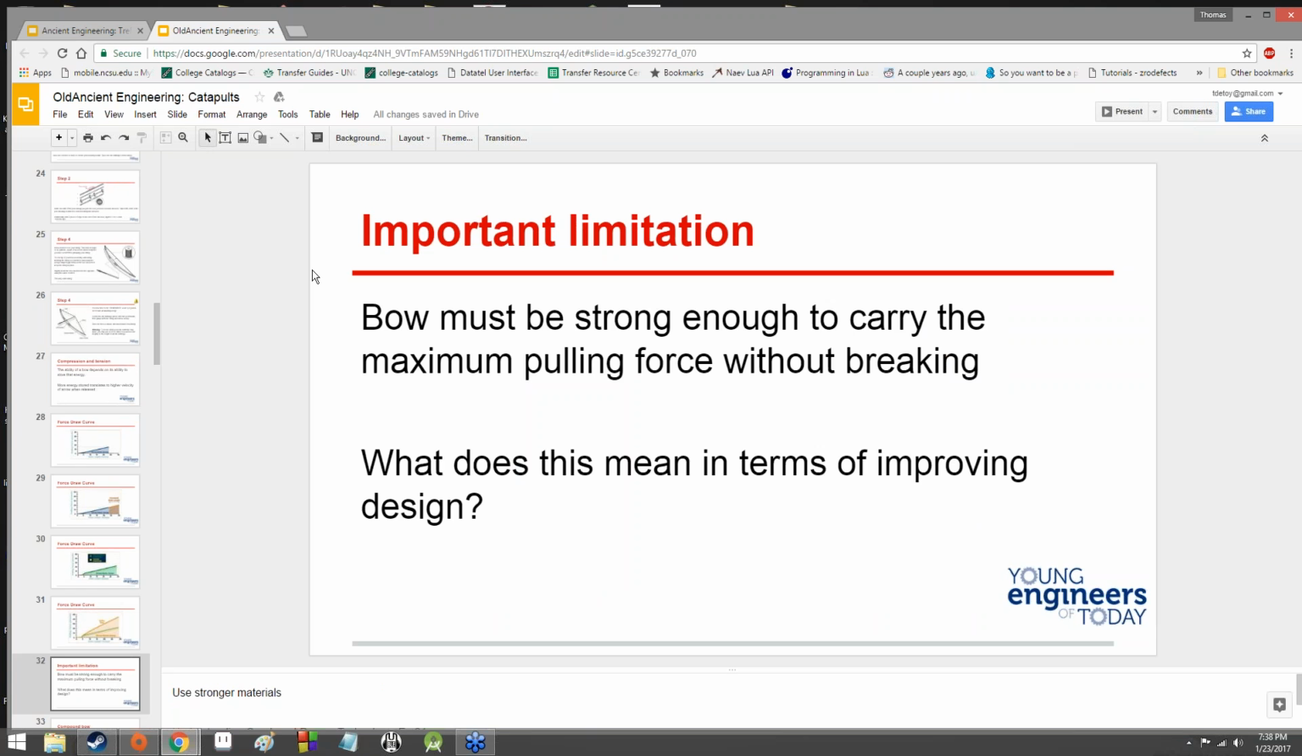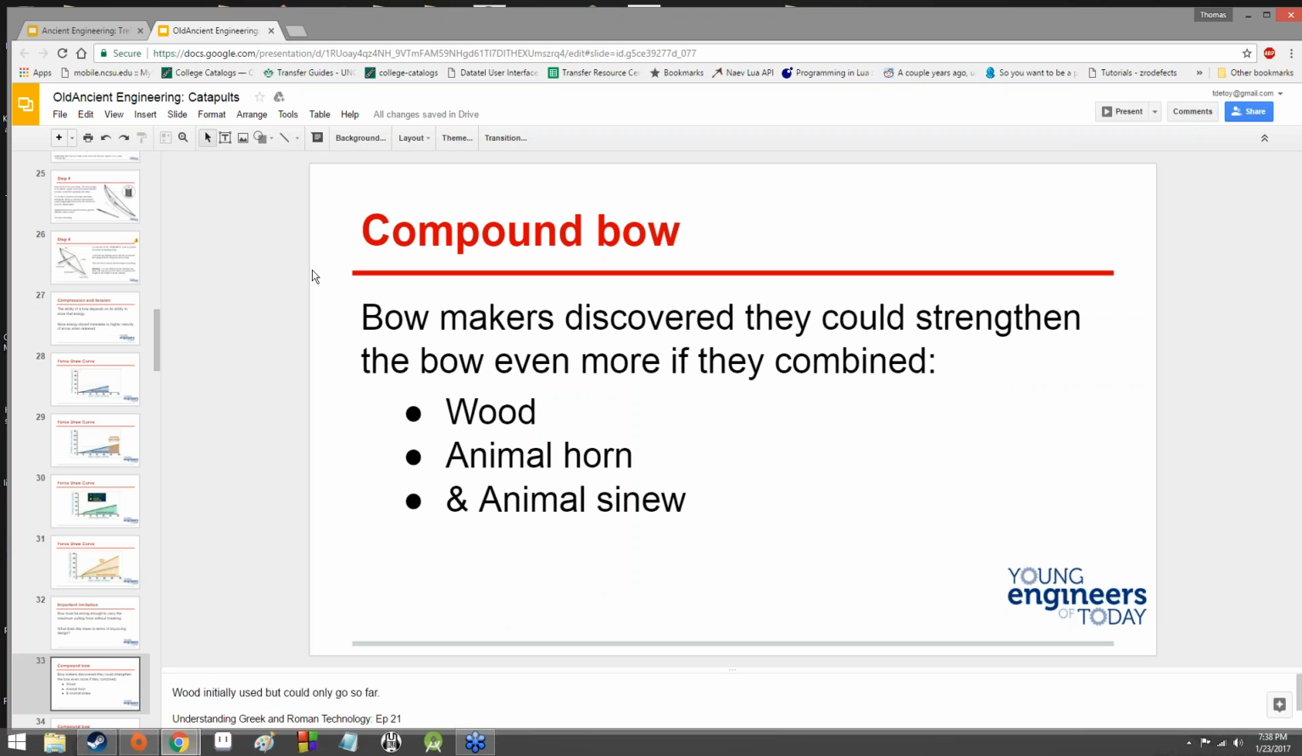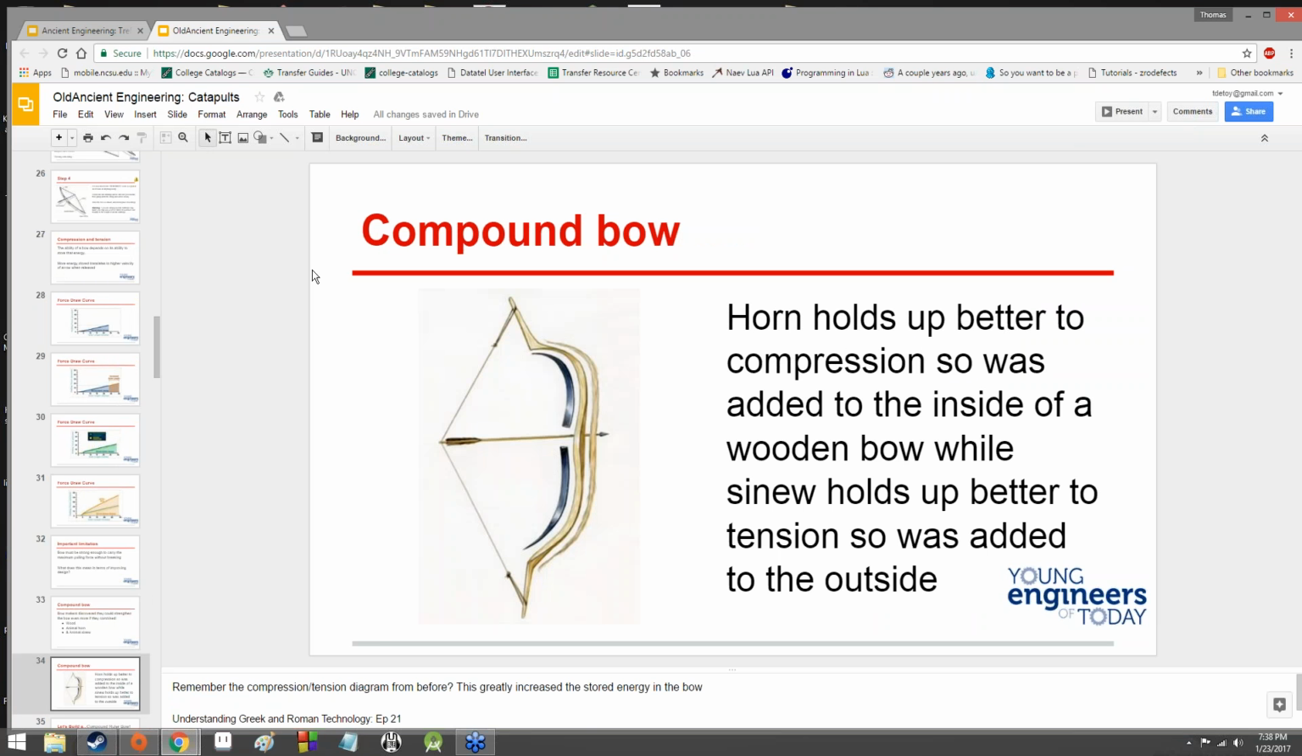So what does that mean in terms of improving design? Well, bow makers discovered that they could strengthen the bow even more if they combined wood, animal horn, and animal sinew. So basically, wood and animal parts. They increased the power of the bow. Horn holds up better to compression, so it was added to the inside of a wooden bow, while sinew holds up better to tension, so it was added to the outside.